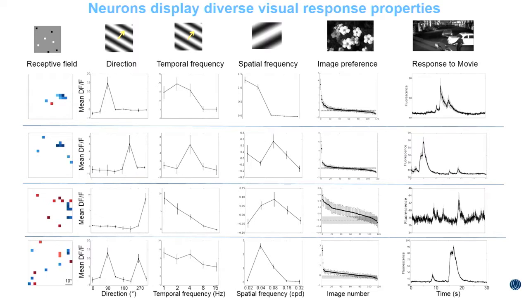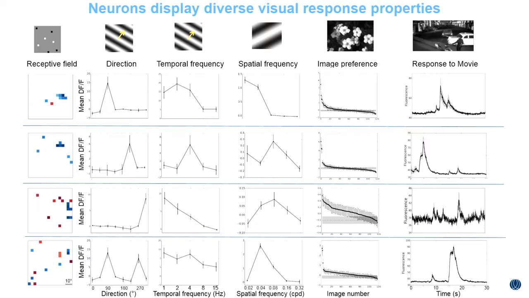I'm mapping here the spatial receptive field, primarily the off subunit for these cells. We've got direction and orientation tuning. Here's an orientation tuned cell. We show the response to temporal frequency, the tuning for the preference for the speed of the grating that's being presented, as well as spatial frequency tuning, as well as the responses to images.